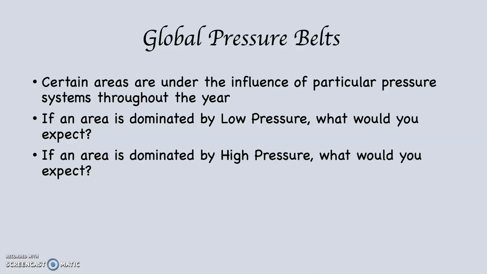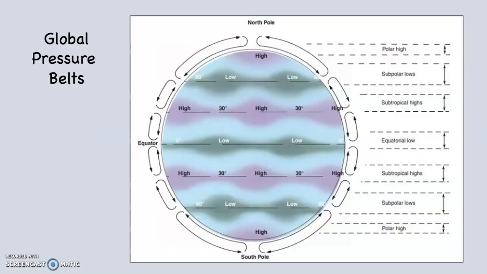If an area is dominated by high pressure throughout the year, considering everything you know about high pressure, descending, diverging air, clear blue skies, would you expect that area to be wet or dry? You in the back, dry. Very good. And would you expect that area to be heavily vegetated or sparsely vegetated? You over there to the left, sparsely vegetated. Very good. Okay? And that's exactly the way it plays out. This is really a connection to climate.